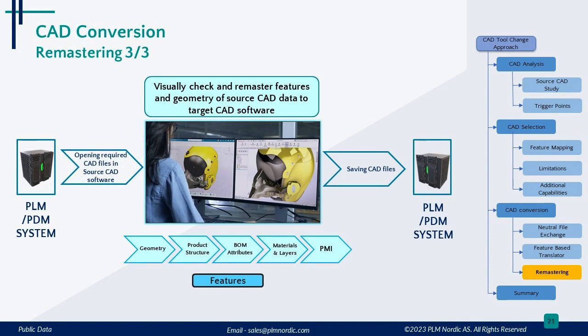This slide talks about the process of remastering. It starts with loading the CAD files from source system, analyzing its features, structures, and attributes. Then remodeling them in the new system manually and save it into the target system.